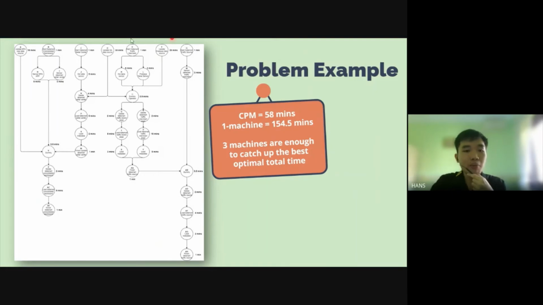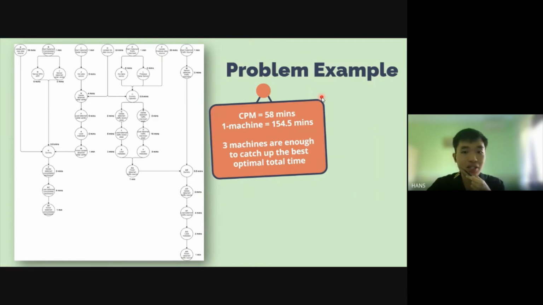And solving this kind of problem for formulating the heuristic algorithm, we know that we can have only 3 machines to finish the entire jobs within the optimal total time, which is 58 minutes. Why? Because 154.5 divided by 58 is roughly 3 machines. Therefore, by only using 3 machines instead of an infinite number of machines, we can already settle with the optimal total time.